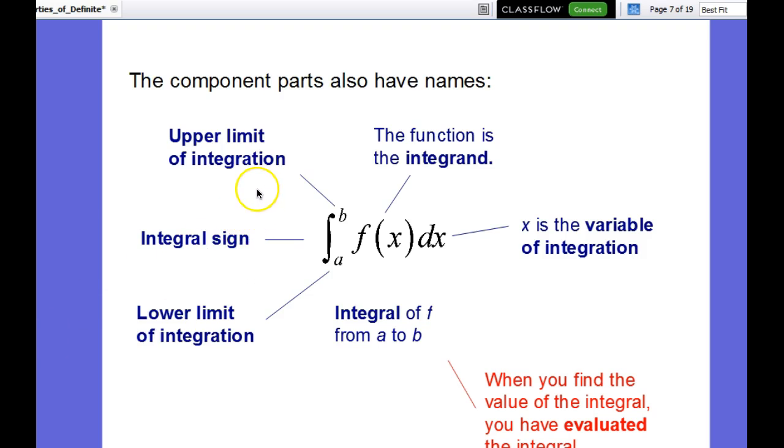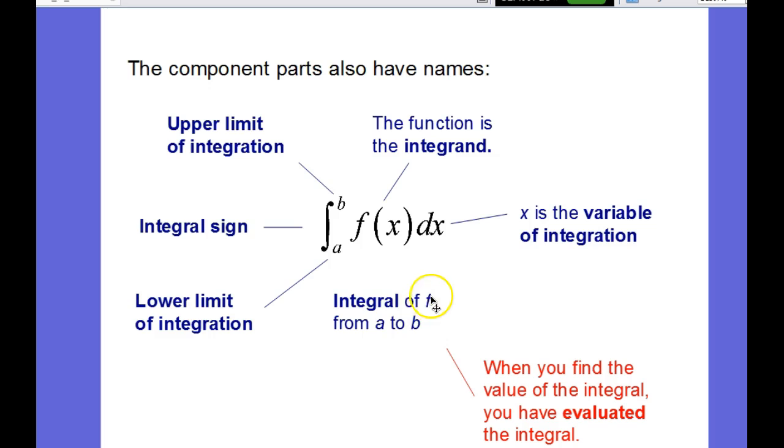First we have our integral sign. This is the symbol for integration. And the function that's being integrated is called the integrand. We have a lower limit of integration and an upper limit of integration. And so these correspond to the endpoints of the interval over which the area bounded by f is being considered. x is the variable of integration, just like x was the variable of differentiation before.